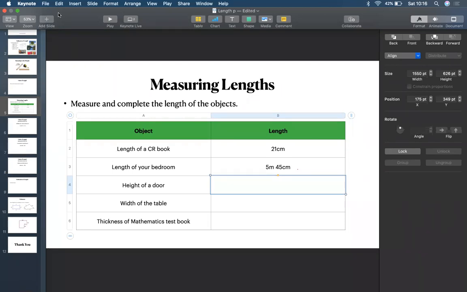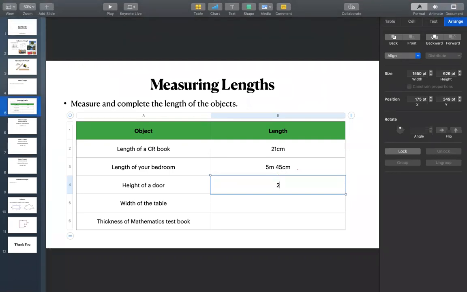What is the height of your door? 2 meters. 2 meters, yes. 2 meters 36 centimeters. Okay, that's quite a high door. Anyhow, good. So, Rifki, what is the width of the table that you work at currently?